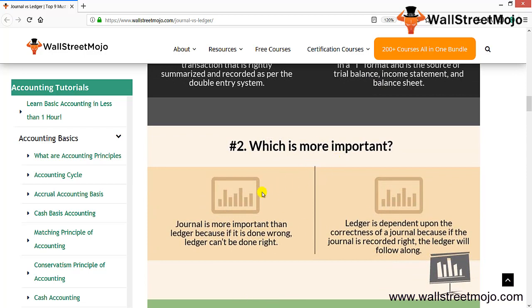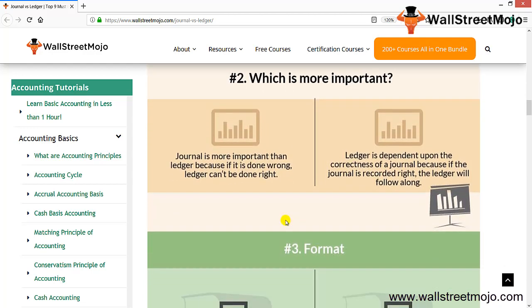Now, what is more important? See, the journal is more important than the ledger, because if it is done wrong, every other thing is going to go wrong. There's nothing that can get right, because this is like the base of a building. If you're building something and your base is not strong or is incorrect, everything is going to fall down. The ledger is dependent upon the correctness of the journal entry, because if the journal is recorded right, the ledger will follow along, and it has to go right. It's as simple as that.